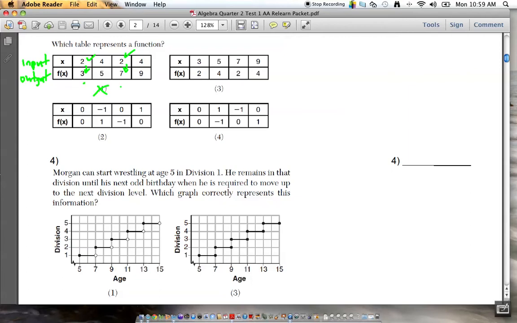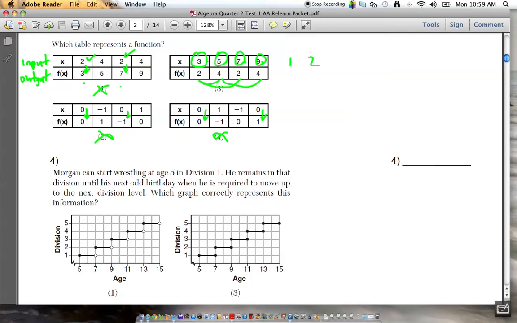If I go over here and I look at choice 2, 0 has 2 different outputs. It can't be choice 2. If I go here and look at choice 4, again, 0 has 2 different outputs. It can't be choice 4. But let's look at choice 3. I get a 3, a 5, a 7, and a 9. And each one has its own output. I don't care that some of the outputs repeat, that the 2's repeat and the 4's repeat. All the outputs don't have to be unique. It's just that every input can have only one output.